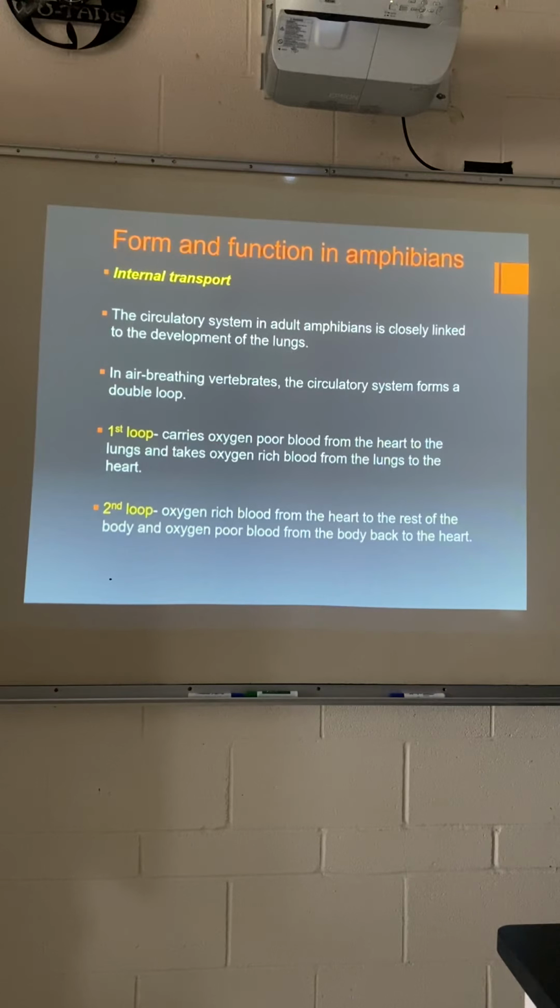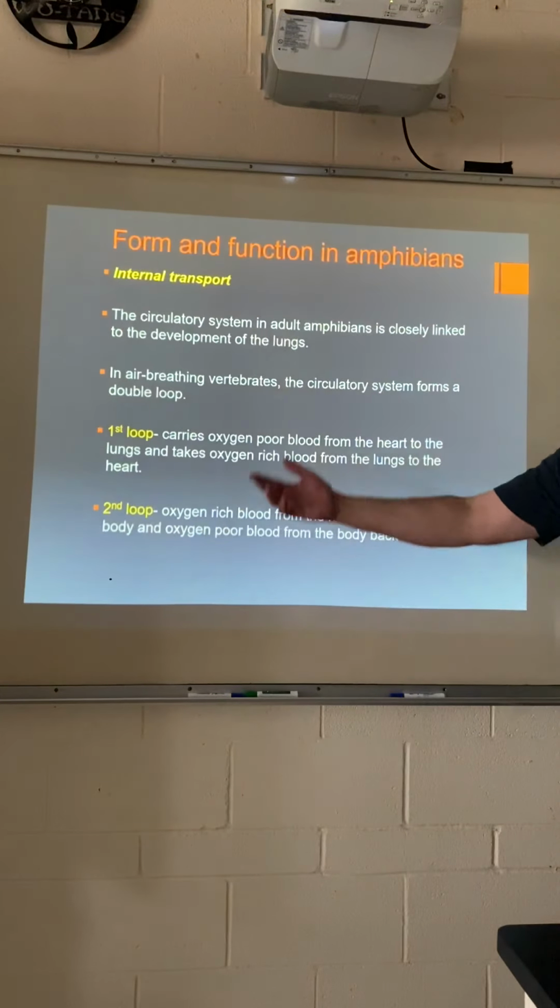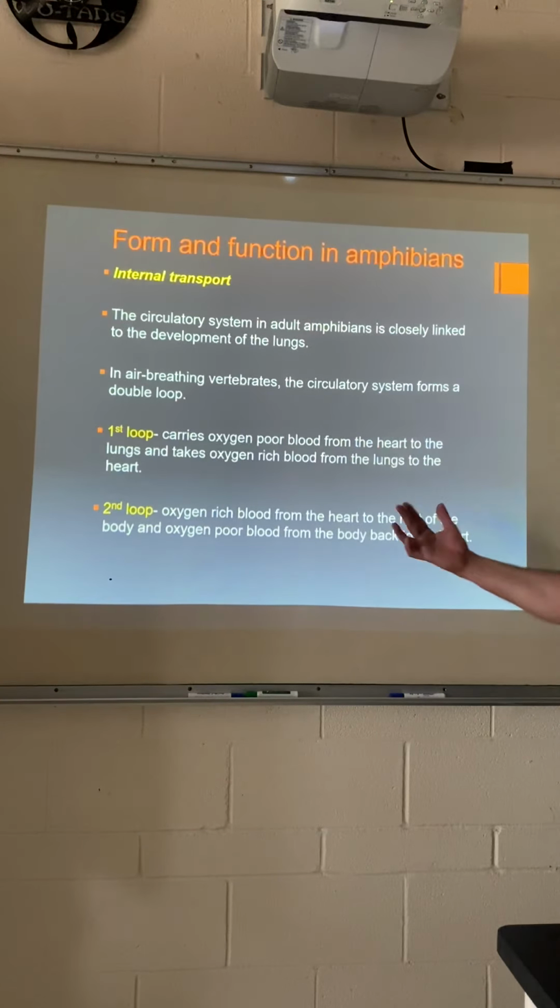Now within amphibians, we start to see that we have a tie within our respiratory system. So now that we have lungs, we actually have to have a way of transporting that oxygen much more effectively. So we have two loops that work. We have a first loop that carries oxygen-poor blood from the heart to the lungs, and then from the lungs back to the heart. From there, the second loop is going to take that oxygen-rich blood to the rest of the body, and then that oxygen-deficient blood back to the heart again.